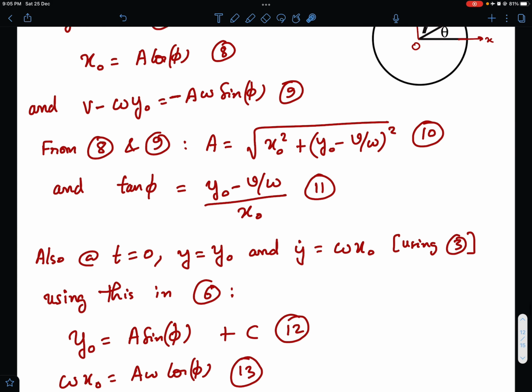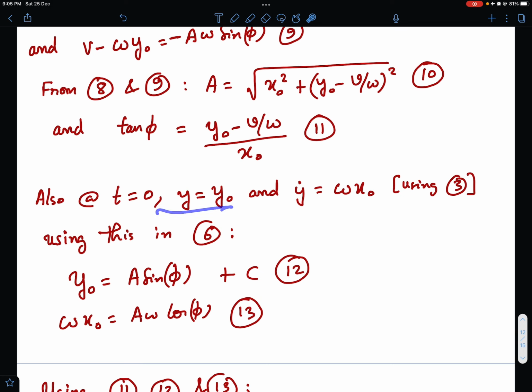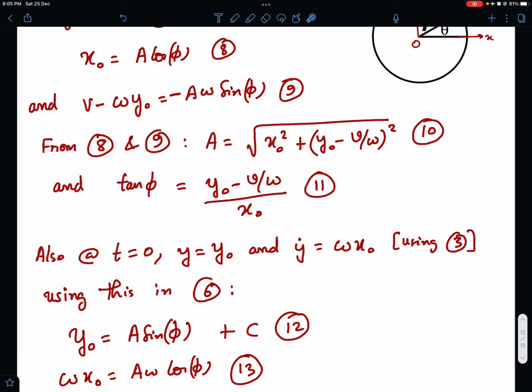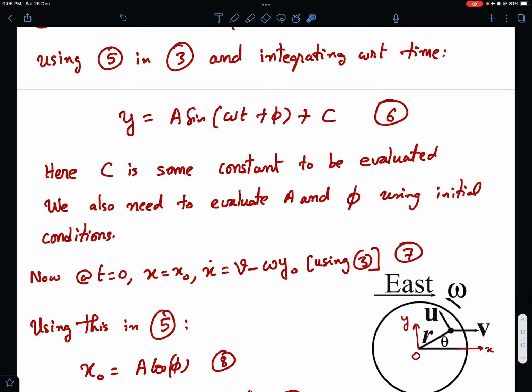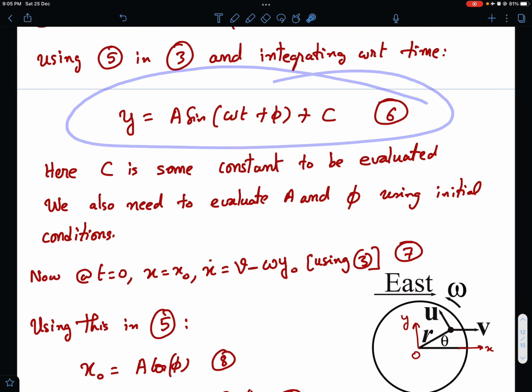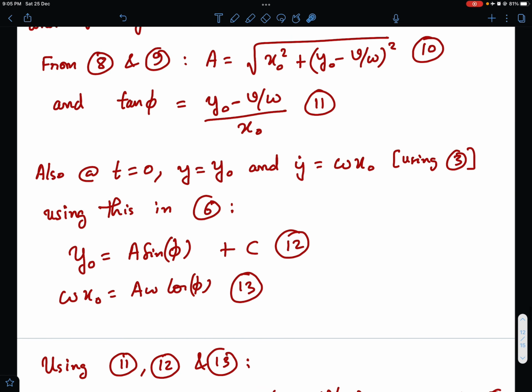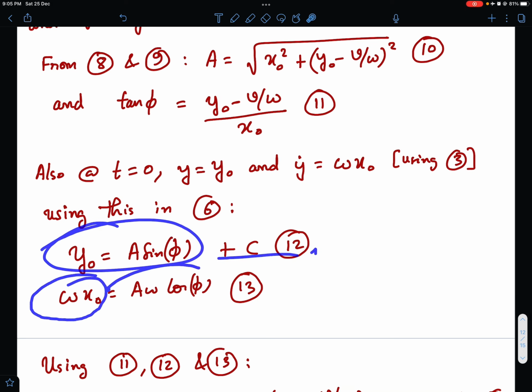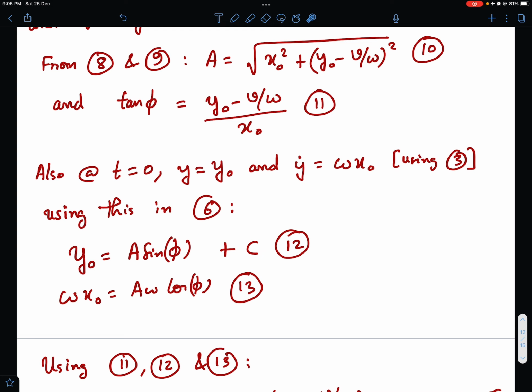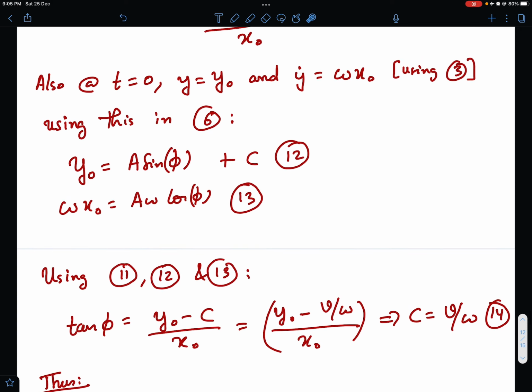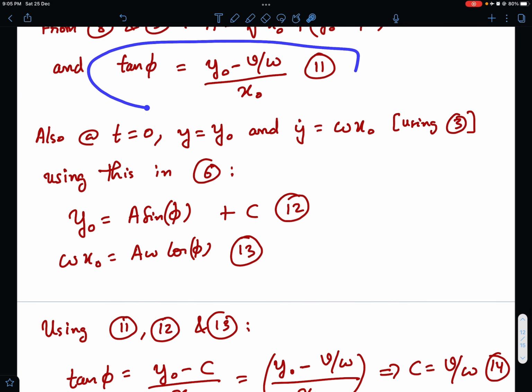So at t equal to 0, y is y naught and y dot is omega x naught, and now I'll use this in equation number 6. So what was equation 6? This one, a sin omega t plus phi plus constant. So this is what I get when I put it in equation 6. So y naught is a sin phi plus constant and omega x naught is a omega cos phi. Okay, so now you can just rearrange this. You already know the value of phi. So using equation 11, this is tan phi, and 12 and 13.